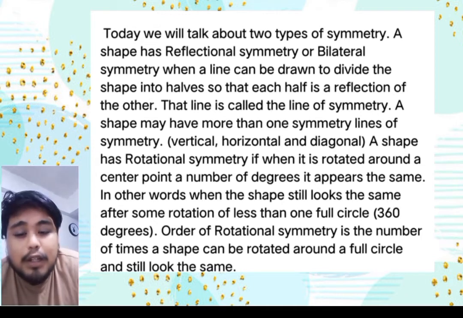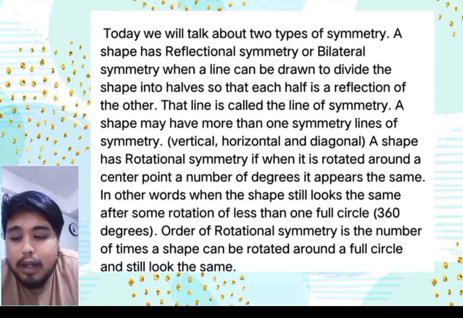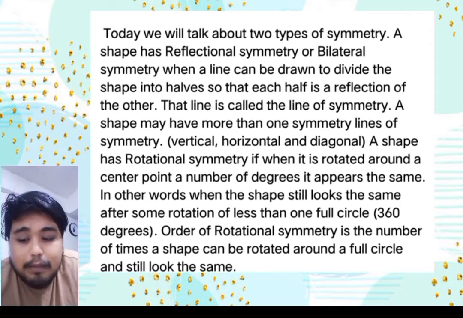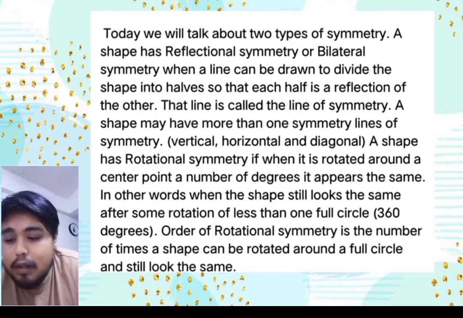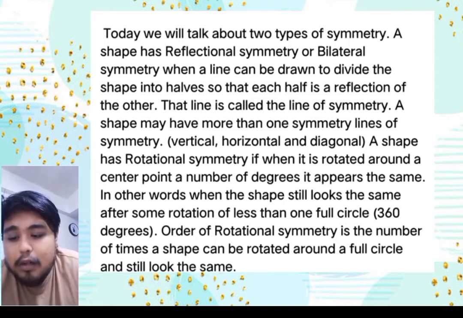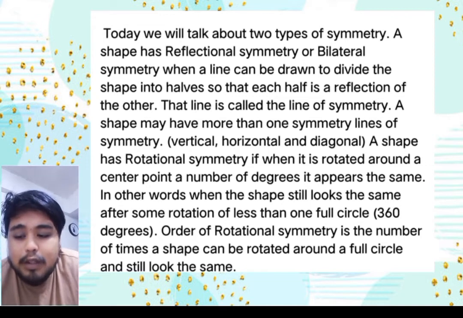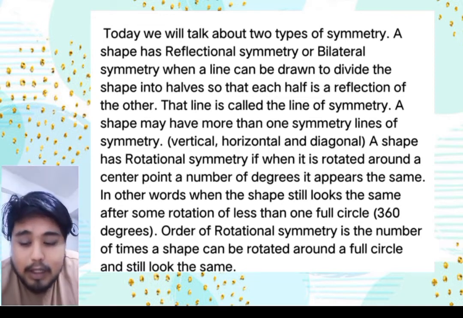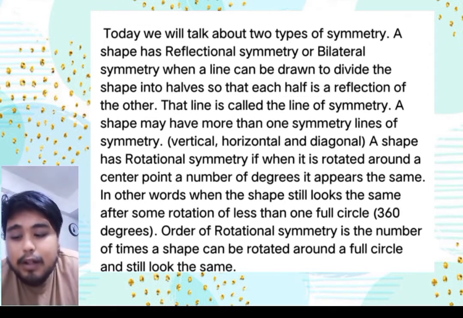A shape has rotational symmetry if, when it is rotated around the center point a number of degrees, it appears the same. In other words, the shape still looks the same after some rotation of less than one full circle or 360 degrees. The order of rotational symmetry is the number of times a shape can be rotated around a full circle and still look the same.